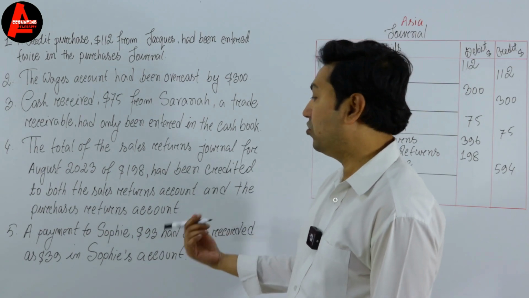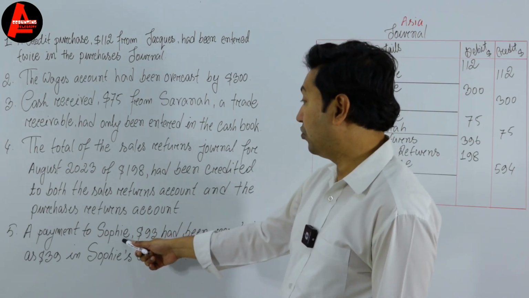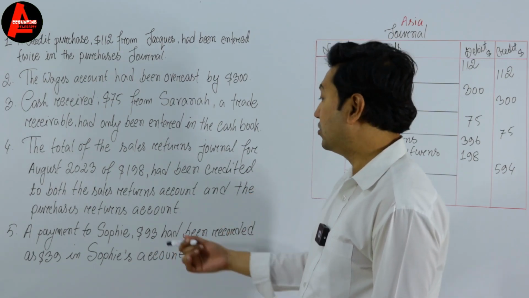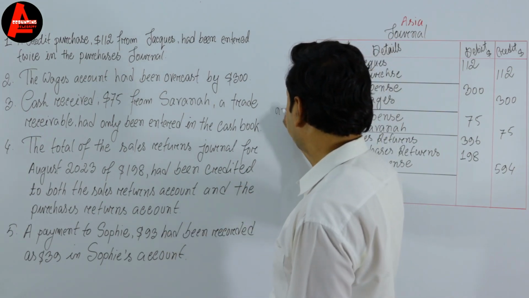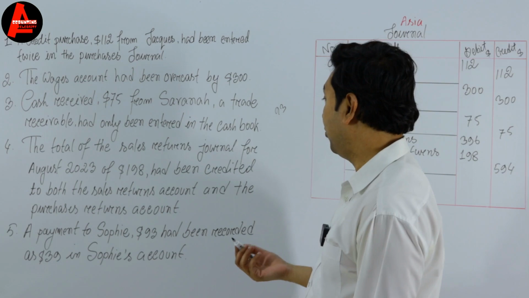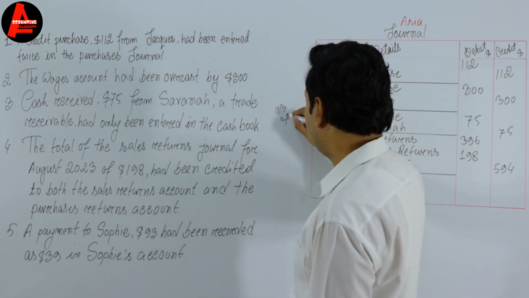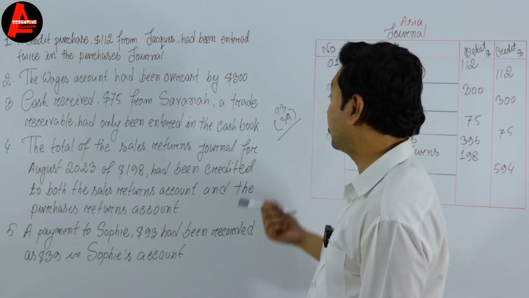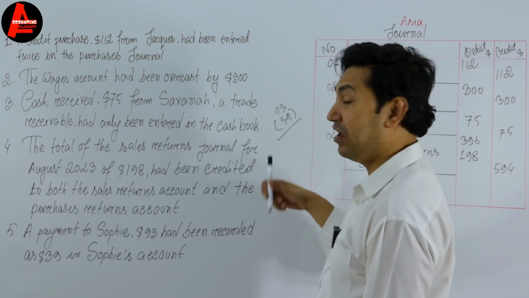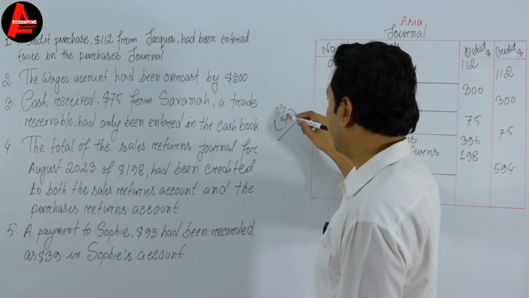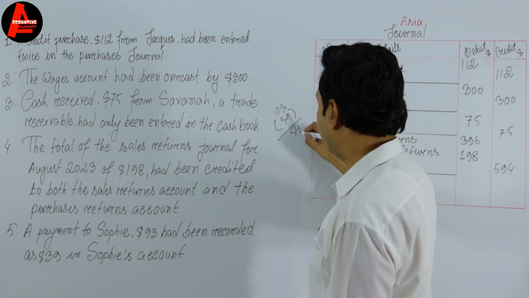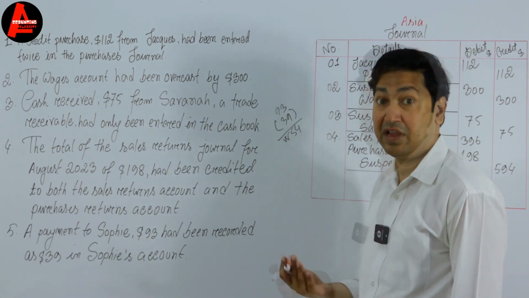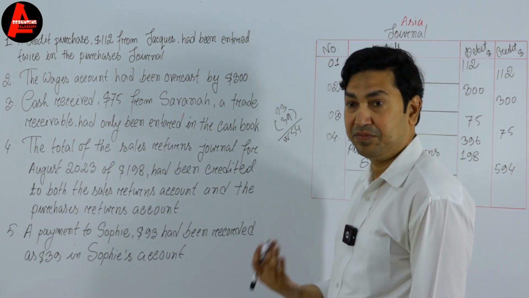Okay, so here what will be the correct journal? Sophie's account to be debited and cash or bank account to be credited. So here we will write 93 on Sophie's account, but we wrote mistakenly $39. So that means we paid Sophie less. We were supposed to pay 93, but we paid 39. So now how much did we pay less? If we subtract, we see $54. So we need to now pay $54 to Sophie. And this will rectify the mistake.